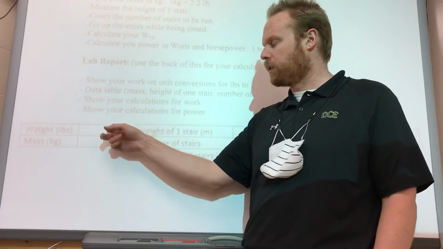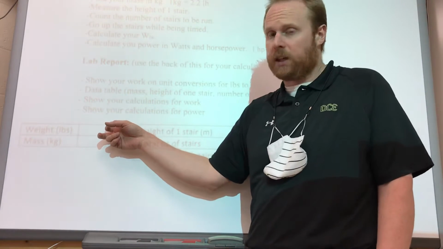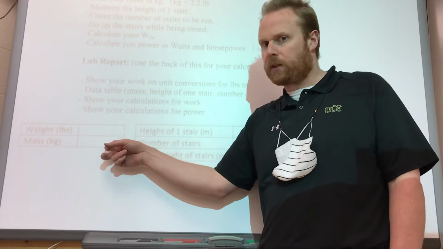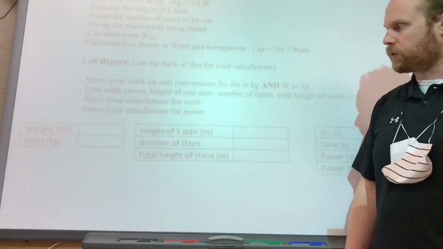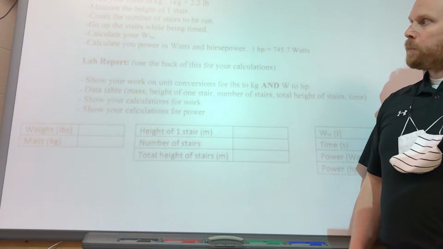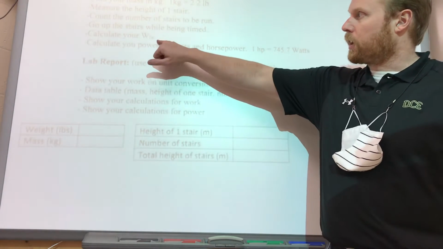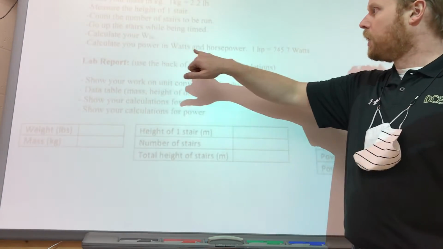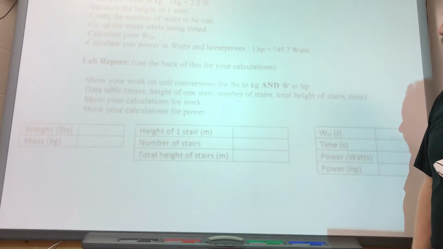So whatever this number is, make it up, lie to me, I don't care, but you have to divide by 2.2 to get your mass. Whatever this number is, is the number you have to use for your calculations. So what you're ultimately trying to do is calculate your work in, because you're gonna calculate your power, and then you're gonna make a conversion to horsepower.